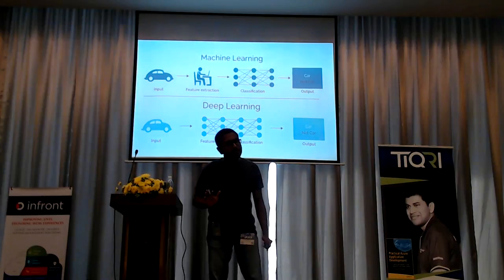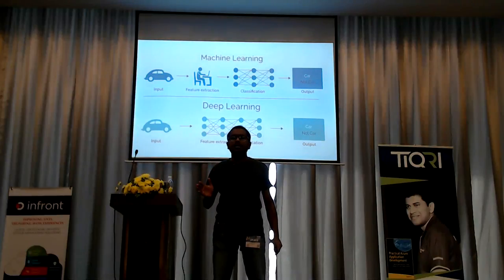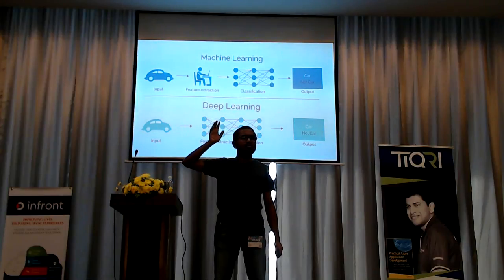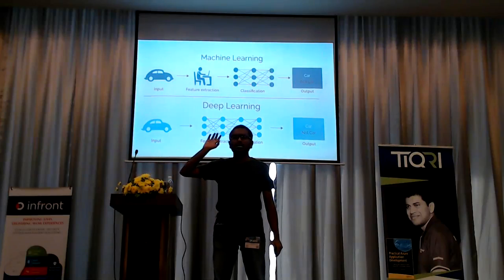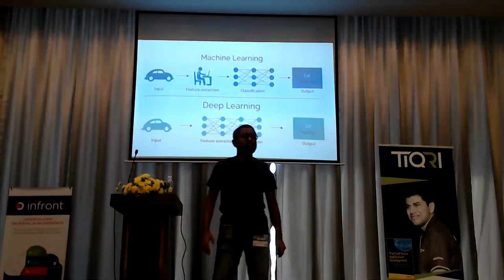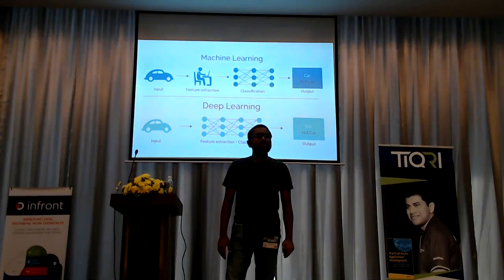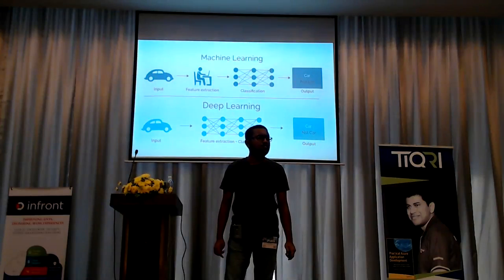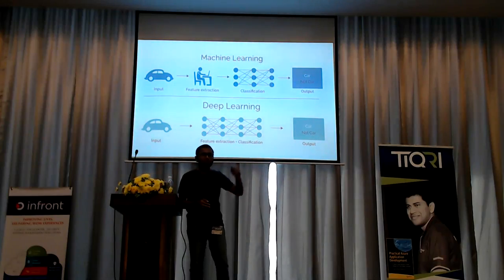Now the question is, what is the earliest time you heard of ML and deep learning? 2012, have you heard? No? 13? 14? Yeah, 14 it came, like 15? Yeah, 15 some, right. So how was this actually born? Is this a new child? Is ML and deep learning a new child? No. Can you guess the birth year or birthday?